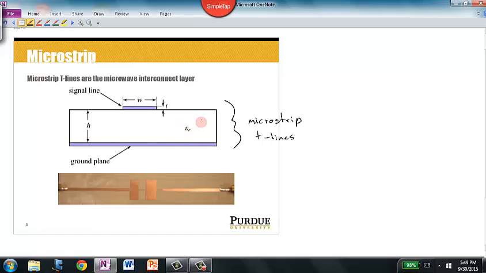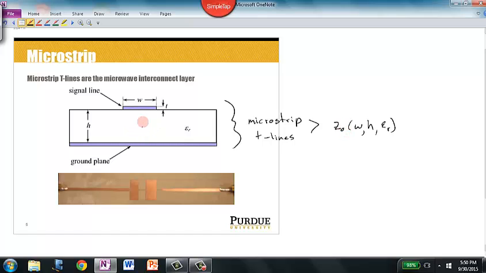So we know that the most important parameter of a T-line is its characteristic impedance Z0, and Z0 for a microstrip T-line turns out to be a function of the width of the signal trace, the thickness of the dielectric substrate, and the relative electric permittivity. So these are going to be the variables W, H, and epsilon R. Those are the variables that we'll see later on in the class that drive what Z0 is.